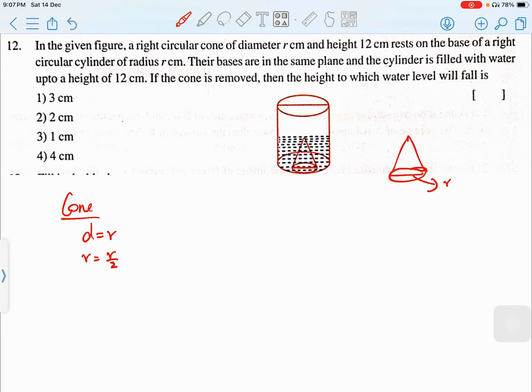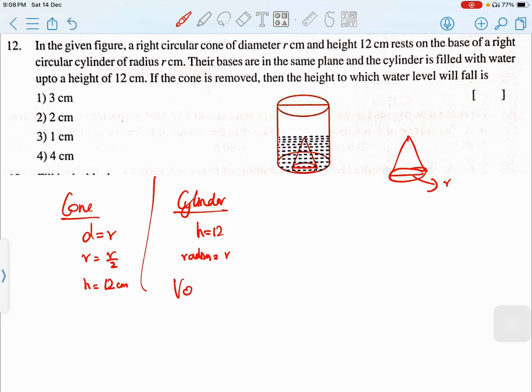Okay, next one, height. The height of the cone is 12 centimeter. Okay, next shape we have is the cylinder. For the cylinder, that cylinder is of the same base with height 12, but its radius is r. So when that cone is removed, how much the water level is raised, they are asking. So first, before removing, what is the volume of the cylinder?